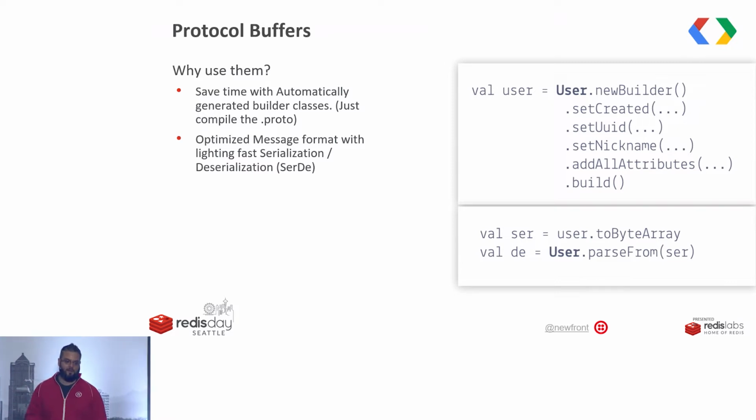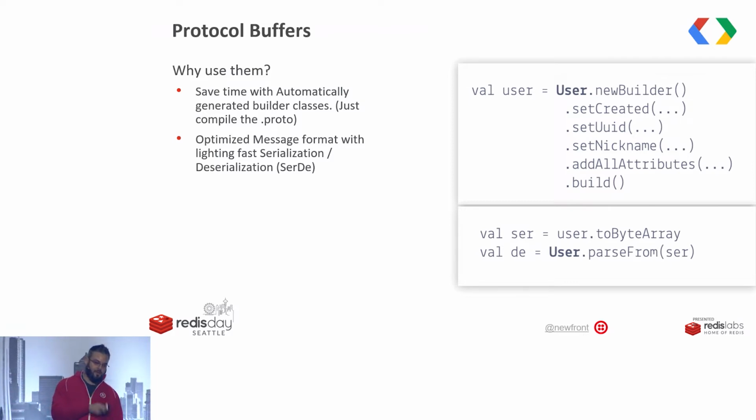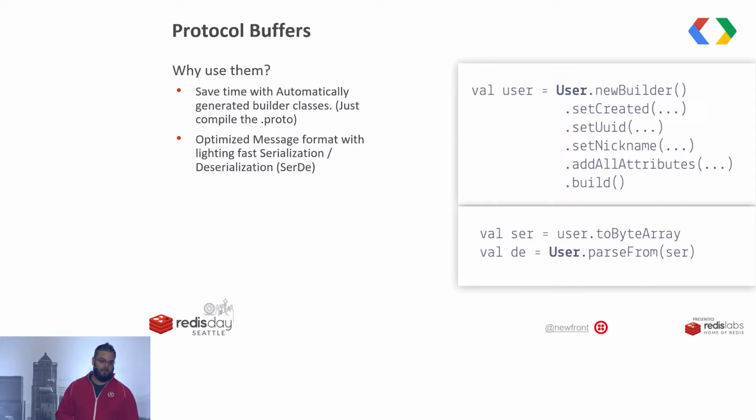So optimized message formats is also a big deal. If you think about going back to the whole thing about how Redis is memory, if you're storing structured data inside of the data structure store of Redis, then being able to serialize back and forth is actually a really good thing, because you need to be able to have a quick marshaling of that data. So I have down here on the bottom of the screen what our serialization and deserialization looks like.